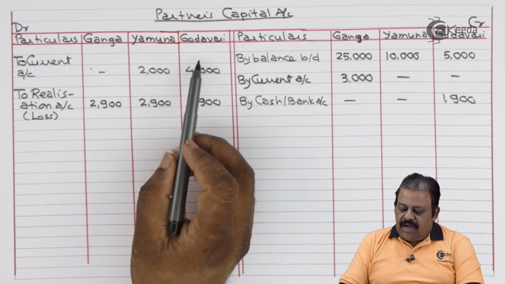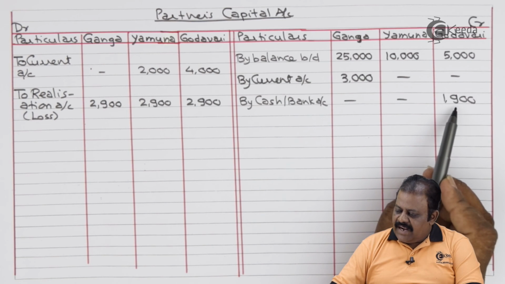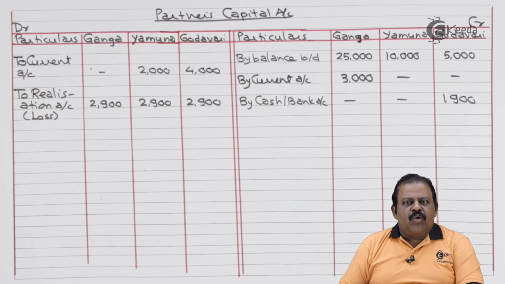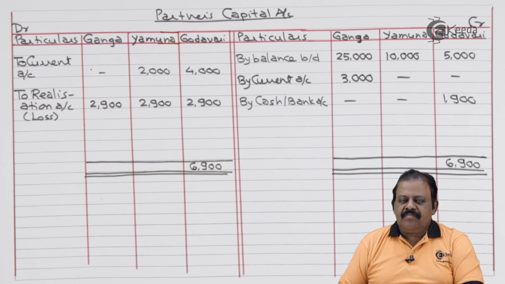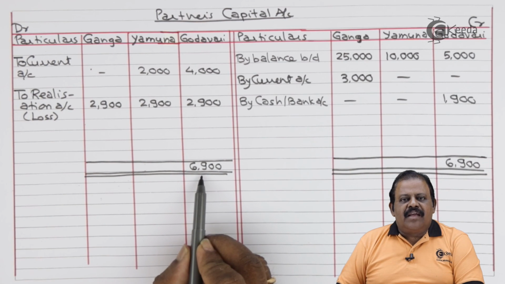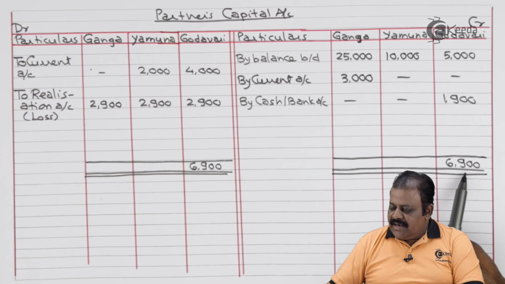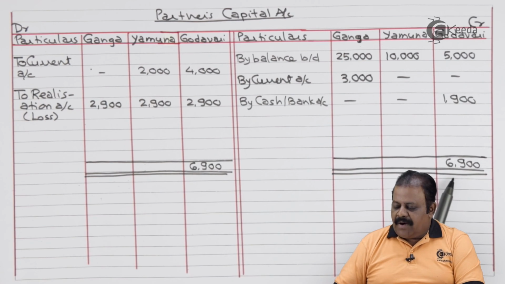Now here Godavari has become insolvent. We have received possible amount from her private estate, which we have already recorded, 1,900. Now we shall close her account to find her deficiency. Here Godavari's account debit total is 6,900. Credit total is also 6,900. It means there is no deficiency involved in insolvent partner's capital account.